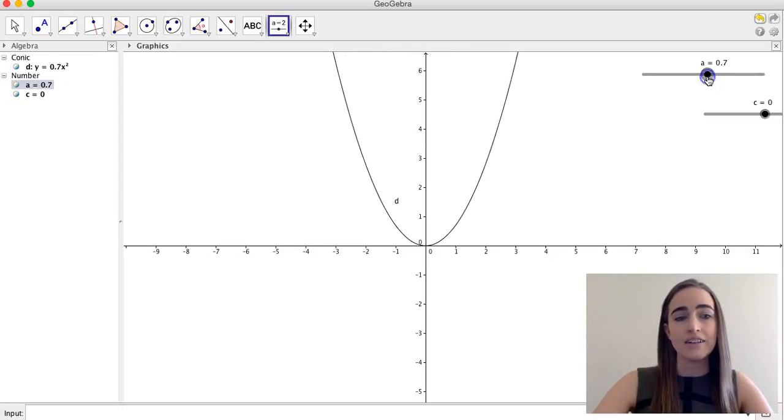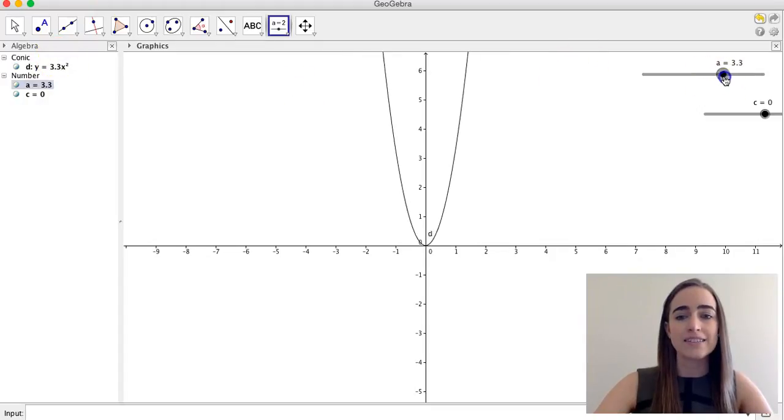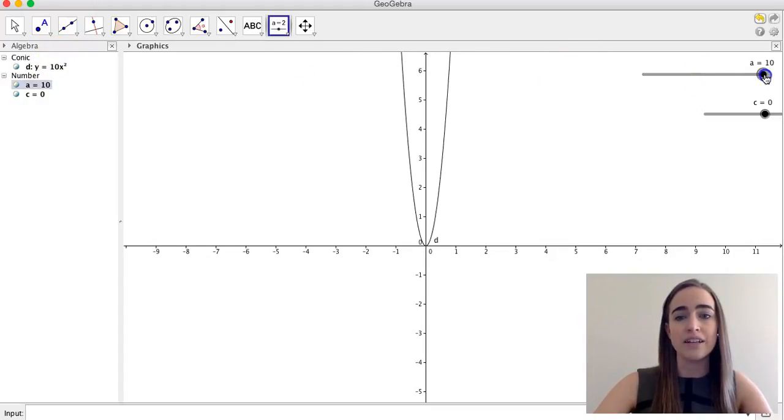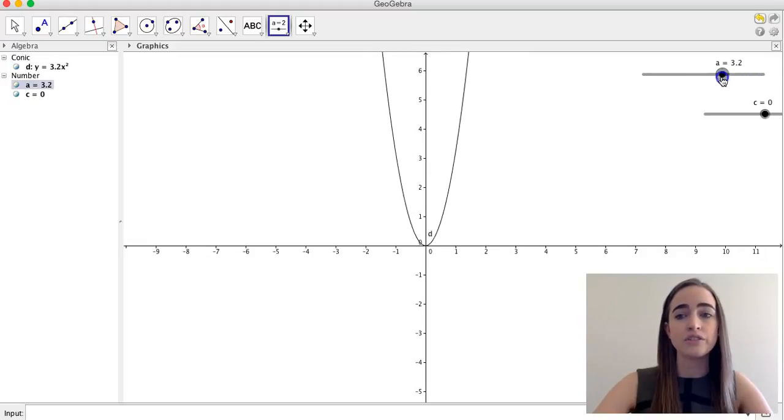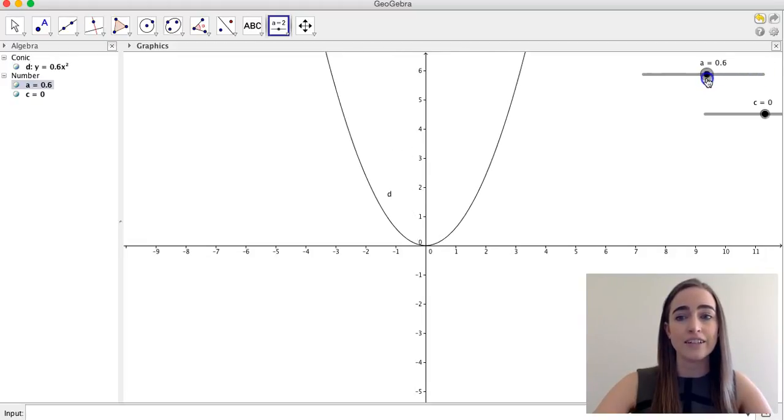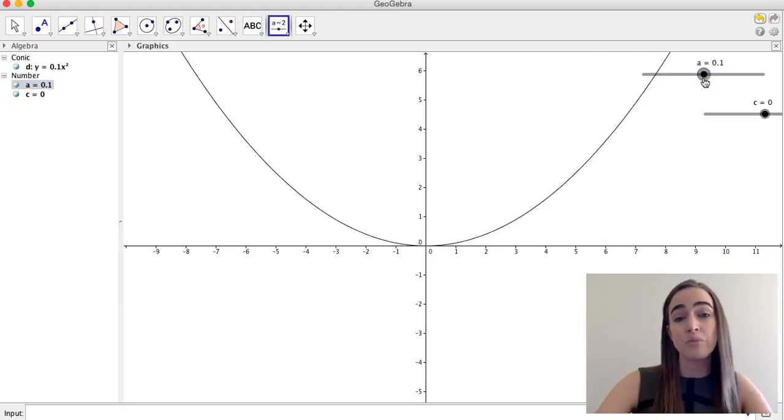So that coefficient of x squared tells us how steep our parabola is. The bigger the number, the steeper it is. The closer it gets to 0, the flatter it gets. So that's at 0.1. The next logical question is, what happens if that gets negative? Let's have a look at that.